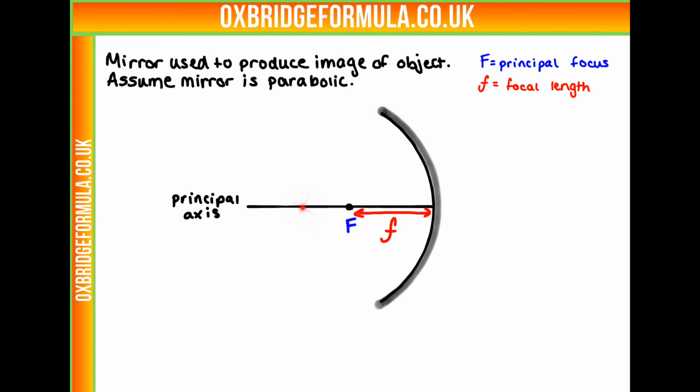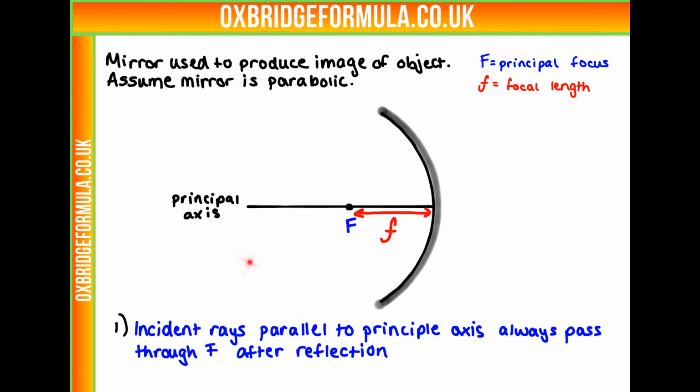And we're assuming the mirror is parabolic, and we need to work out which of the following statements are correct. So our first statement is that incident rays parallel to the principal axis always pass through F after reflection. So this point here. Is this statement true? Well, we can test this out by drawing some example incident rays. So we have one here, it's going parallel to the principal axis.